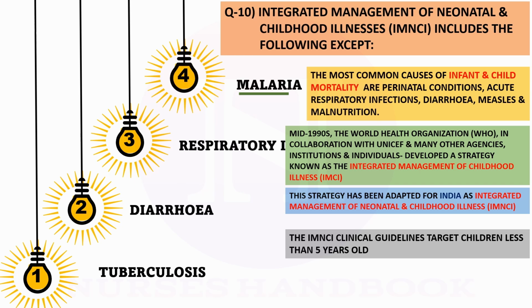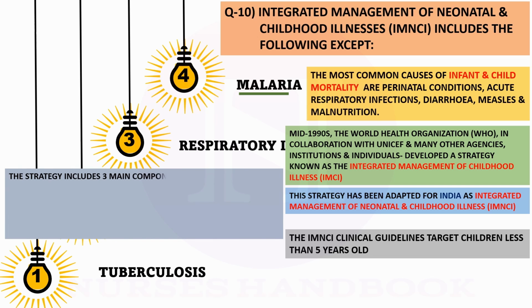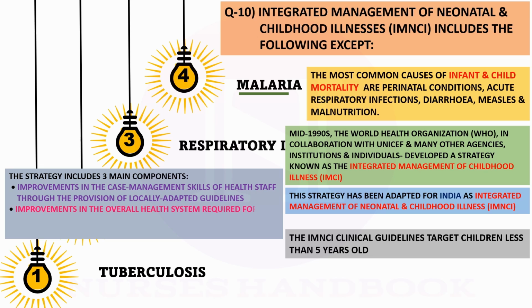The IMNCI clinical guidelines target children less than 5 years old. It has 3 main components. First, improvement in the case management skills of health staff through the provision of locally adapted guidelines. Second, improvement in the overall health system required for effective management of childhood illnesses. Third, improvement in family and community healthcare practices.